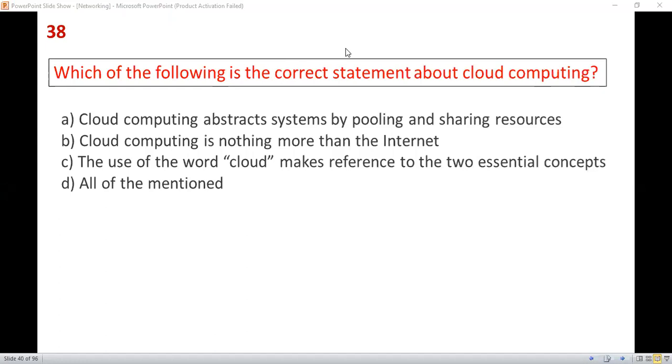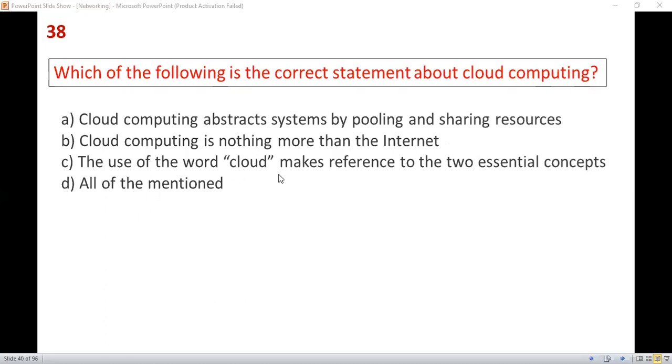See, if you go with option D, there you can see cloud computing is nothing more than the internet. We can do so many things in cloud computing. It is not only for the internet. Here we are doing so many works: storage, database, networking-related work. So we cannot say that it is nothing more than the internet. So option D will not be the answer for this question.